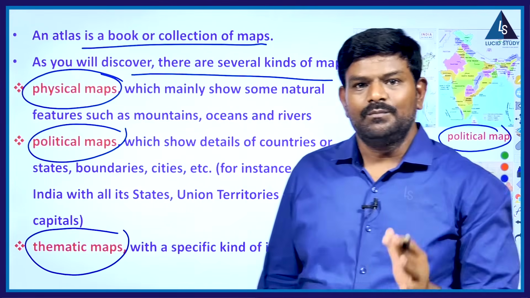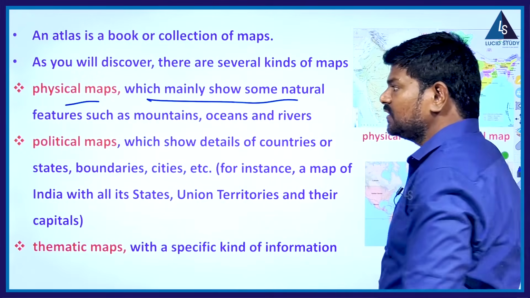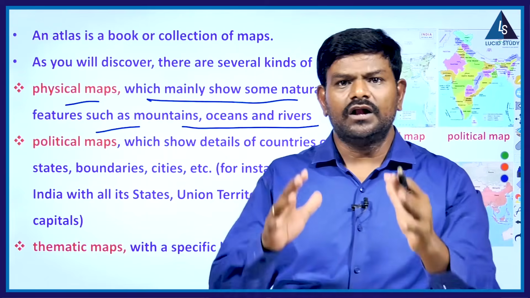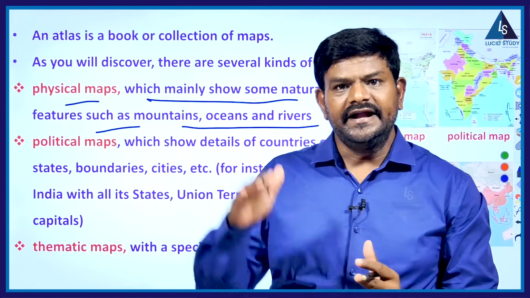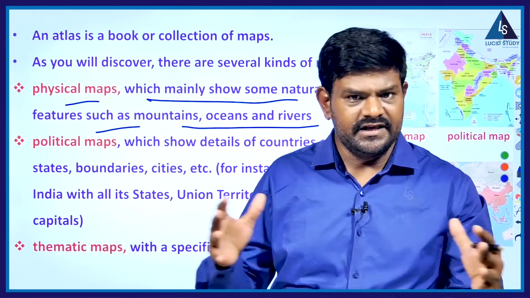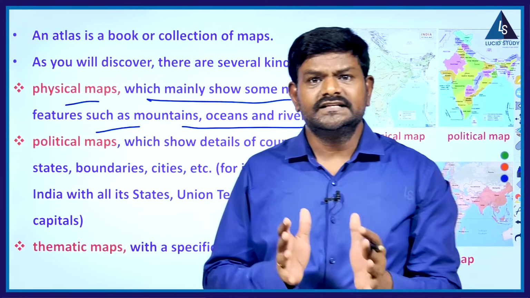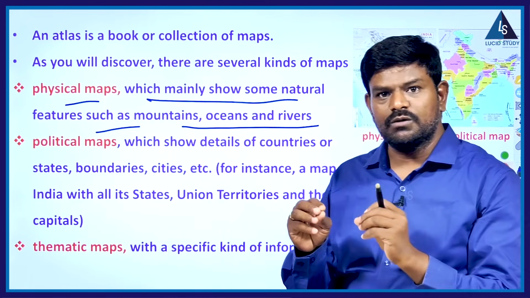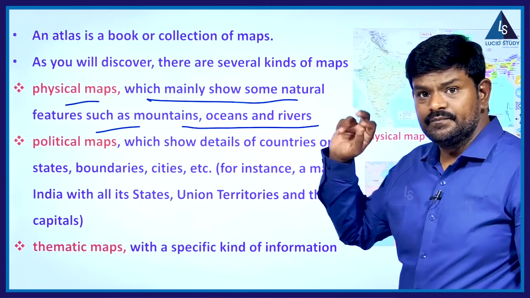Now let us one by one understand physical maps, which mainly show the natural features such as mountains, oceans, rivers. All the physical features that are present on the map are shown. Heights and lows, water bodies, any forests or any sea that surrounds a city or a country. All such physical features like mountains, plateaus, plains, rivers, lakes, water bodies, all such features are shown in the physical map. Physical map shows you all the physical features.